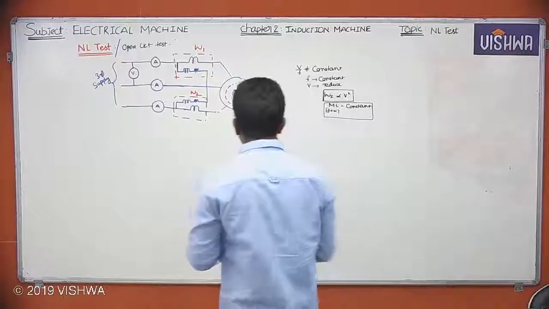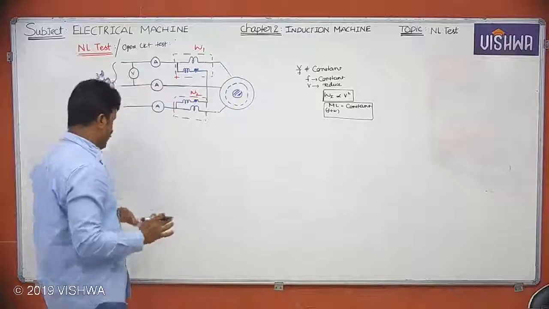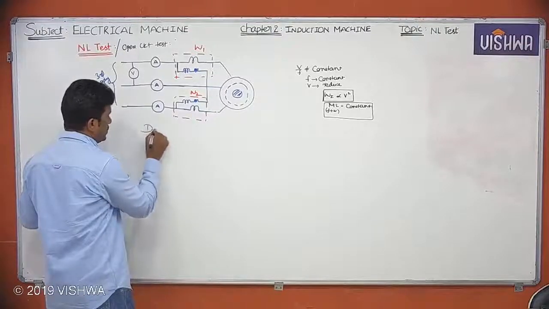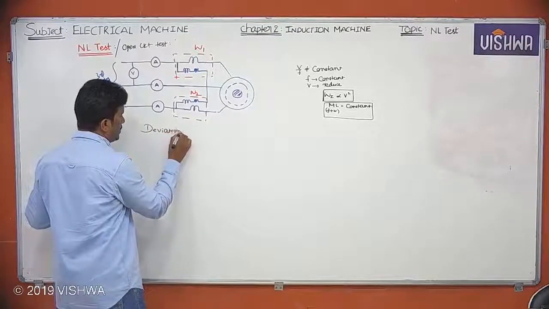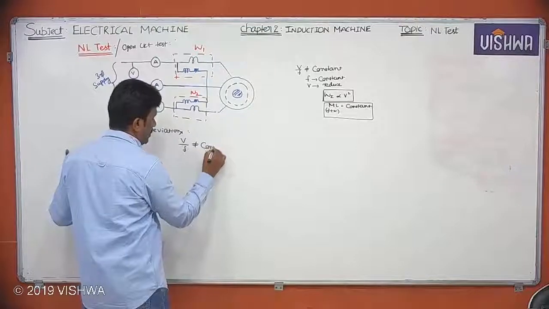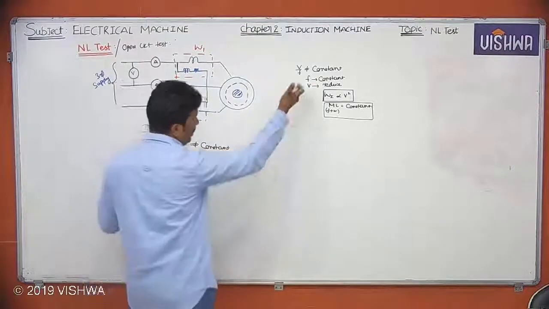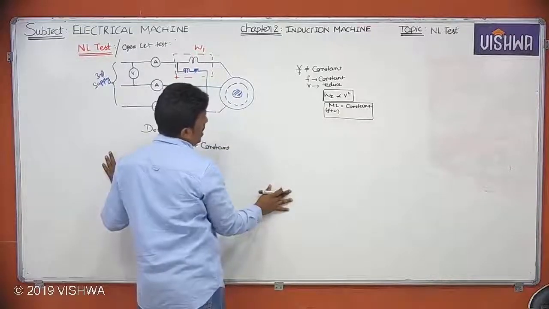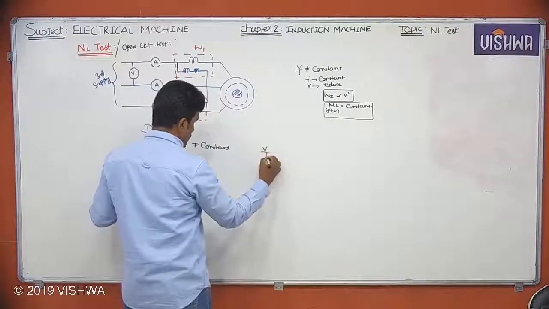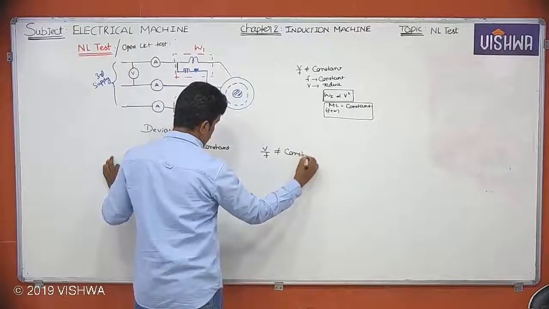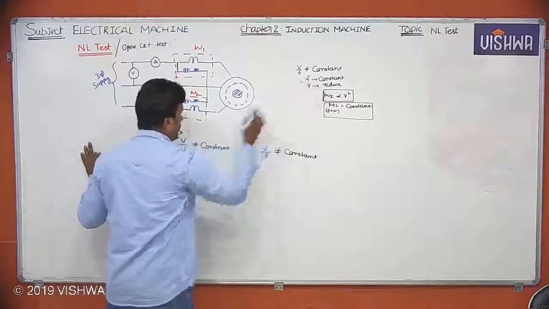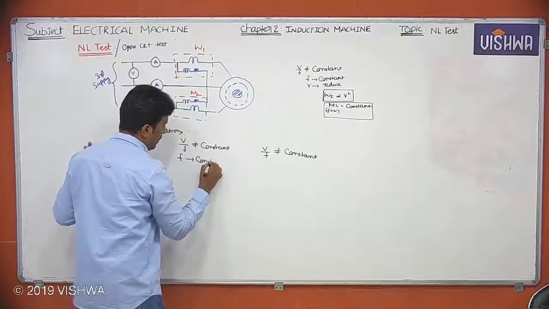In this session what we are going to explain is a very simple thing. We are going to explain some deviations here. Deviations in what sense? Let me explain. We maintained V by F not equal to constant for separating the iron loss WI and mechanical loss. That is okay. But here the question is, in the first case, what did we do? We maintained frequency constant.